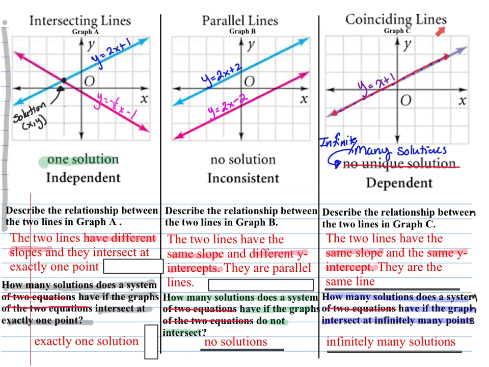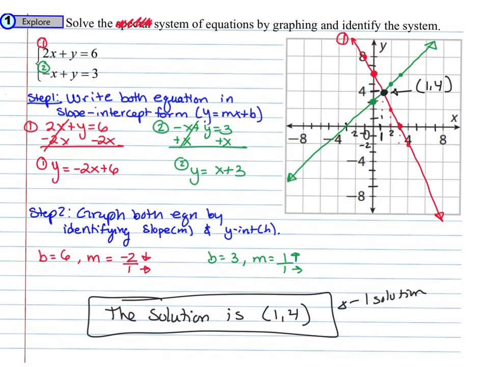Okay, and then we have coinciding lines, which basically means that they're the same line. So this purple line and this red line are basically the same equation. If they're the same equation, then both lines are touching at every single point. That means they have infinitely many solutions. To be coinciding lines, they have to have the same slope and same y-intercept when you put them in slope-intercept form. And they have infinitely many solutions.